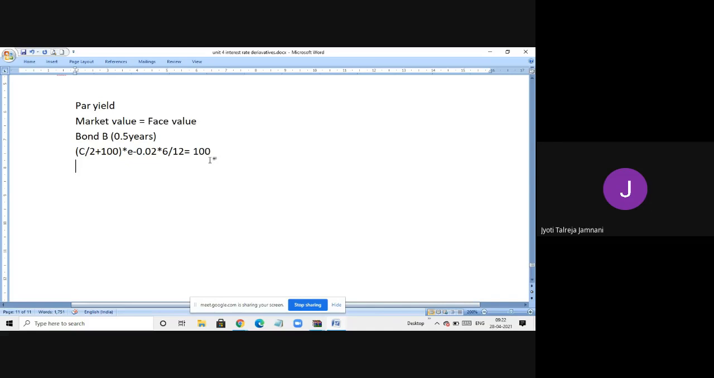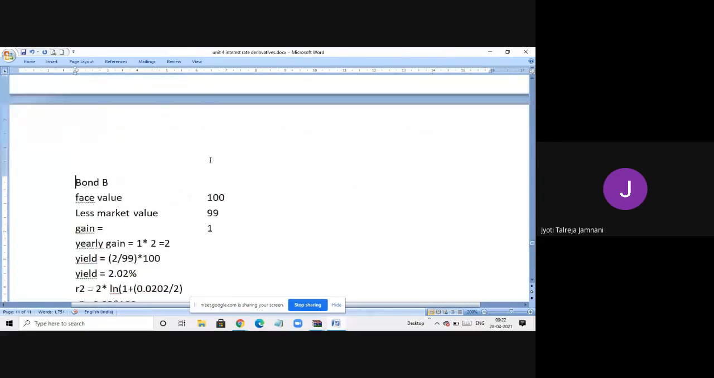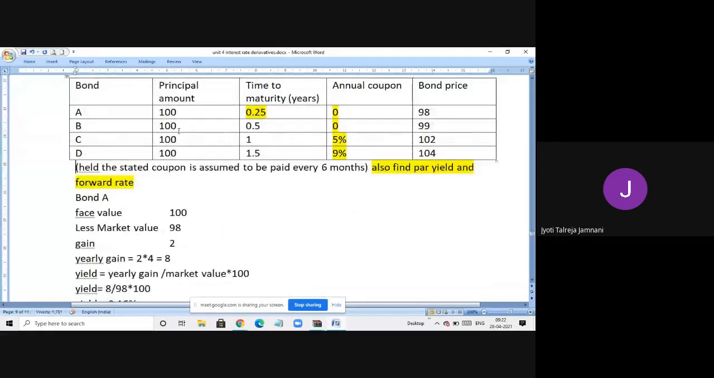As of now they are not equal. Just see here in the question, I'll show you. Bond B, the face value is 100 but the market value is 99. I want both of them to be at par. That means face value also should be 100, market value also should be 100. So they are asking us at what rate or par yield. Yield is nothing but interest rate. At what rate will market value be equal to face value?